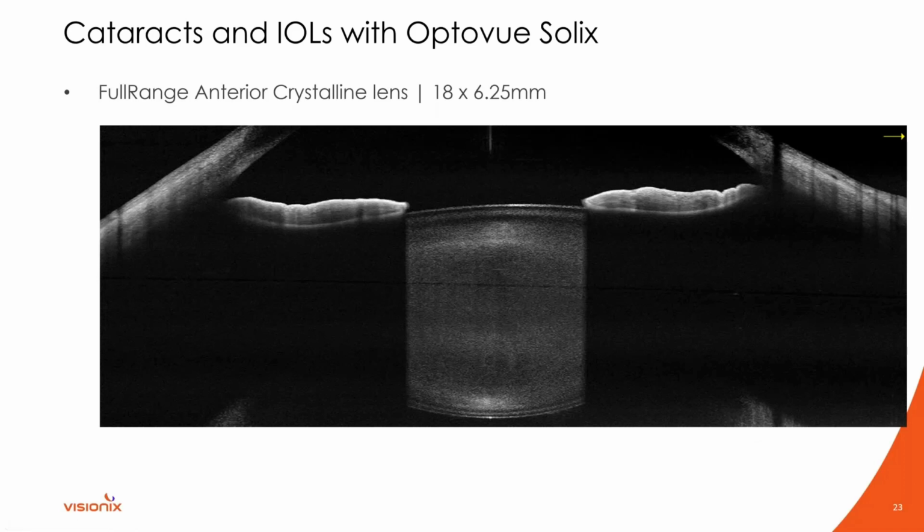Shifting the scan depth to evaluate opacities shows the patient and measure the size of the lens prior to cataract surgery as well. Here's an example of a full range anterior crystal lens. You're able to see both the anterior and posterior portions of the lens.